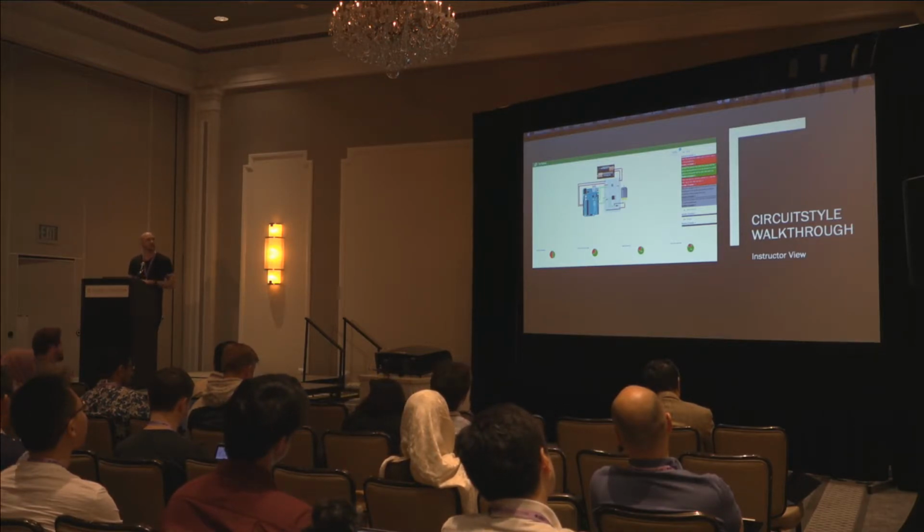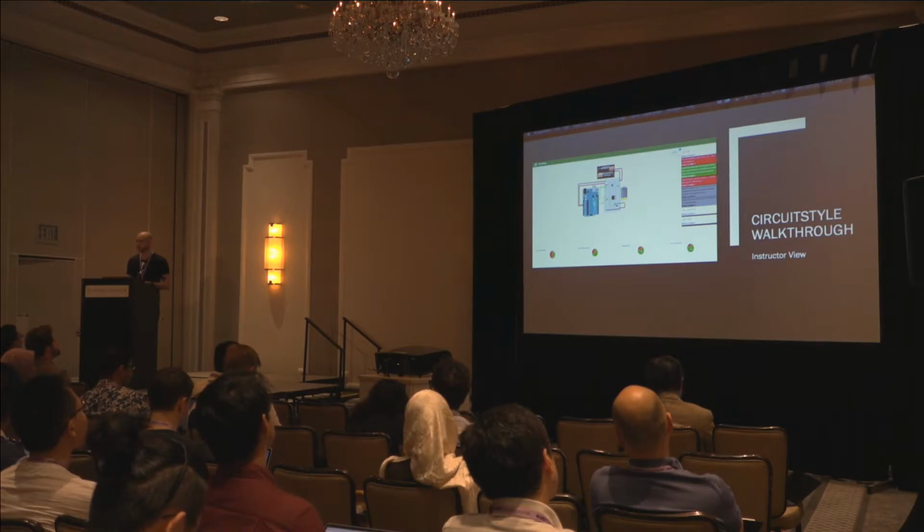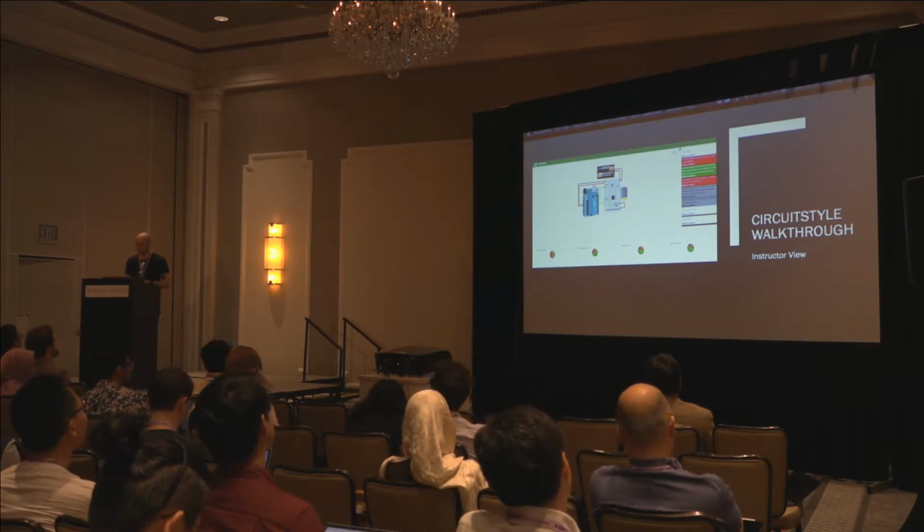Red, for instance, indicates that very few students are currently completing that step. Green indicates that the majority of the students in the class are completing that step. And gray indicates that no students are currently completing that step.